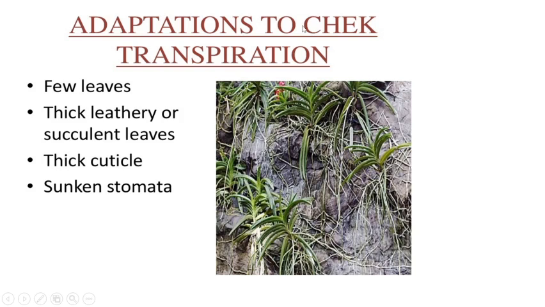Now let's see what adaptations are found in epiphytes. The number of leaves is very few. Now see, this is one of the epiphytic plants. These are the leaves. The leaves are leathery or succulent. They are thick in nature. And if you take a section of the leaf, you will see a thick cuticle. On the upper and lower epidermis, they show sunken stomata.